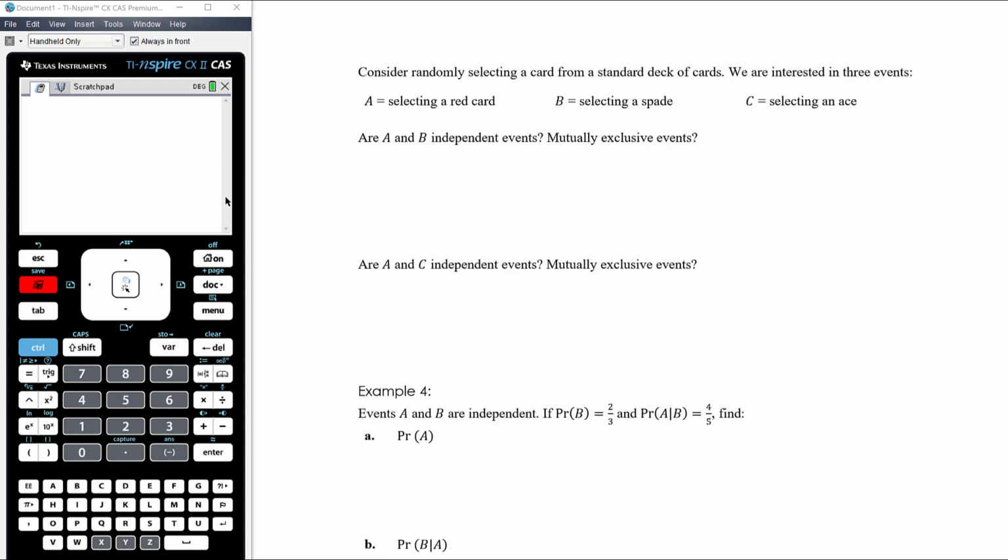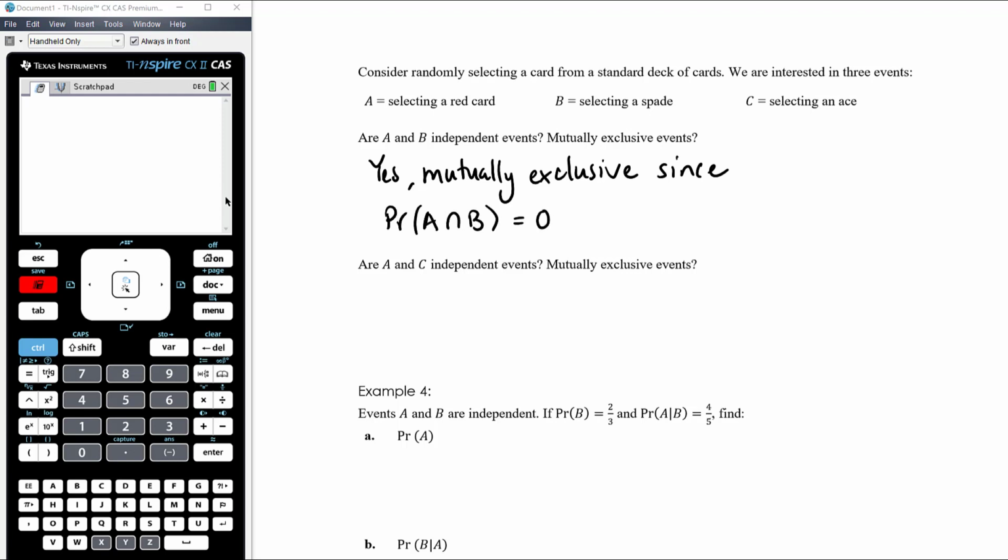Are A and B mutually exclusive events? So A is a red card and B is a spade. Our spades are all black, so yes, they would be mutually exclusive events, since the probability of A intersection B is going to be 0.